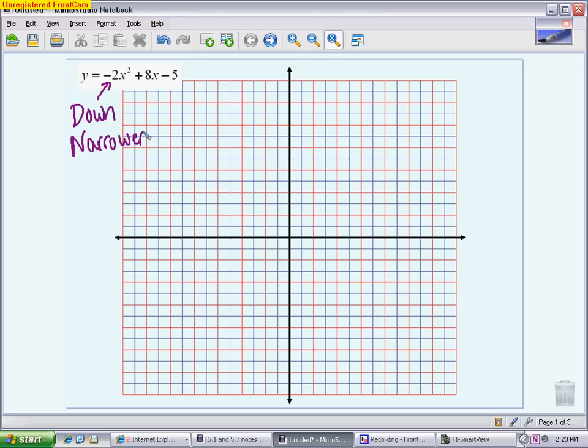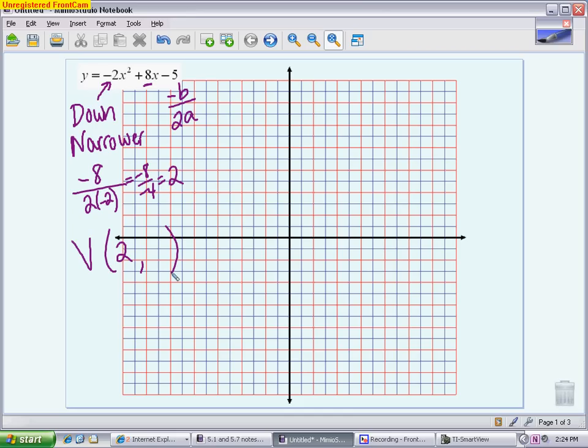Finally, we need to find the vertex. And the vertex in standard form comes from one formula. The formula is negative b, or the opposite of b, over 2a. What that means is you take the opposite of the b value. The b value is in front of the x. The opposite of 8 is negative 8. And then you divide it by 2 times the a value. The a value is in front of the x squared, so the a value is negative 2. So we have negative 8 over negative 4, we get 2. The reason this number is important is that it is the x coordinate of my vertex. So I now know my vertex is at the point 2, something.